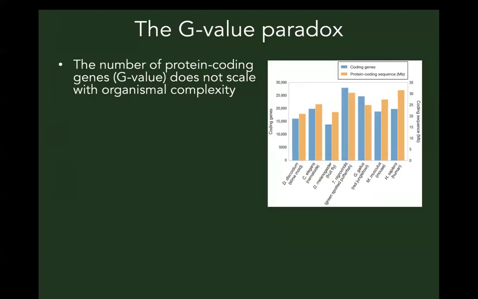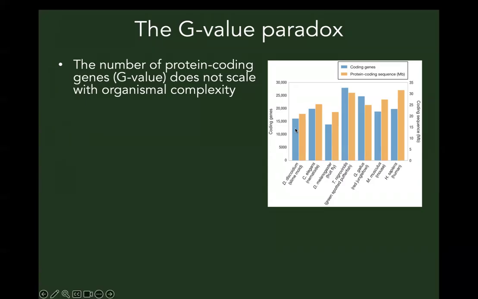All right, so I didn't answer the question because we don't know the answer to the question, but we will continue. Okay, so people have asked, well, there's a little bit of a pattern for things that have more protein coding genes to be more complex, but the pattern doesn't hold up if you add more and more animals and plants and everything else to it. So overall, the number of protein coding genes, or the G value, doesn't scale with organismal complexity.